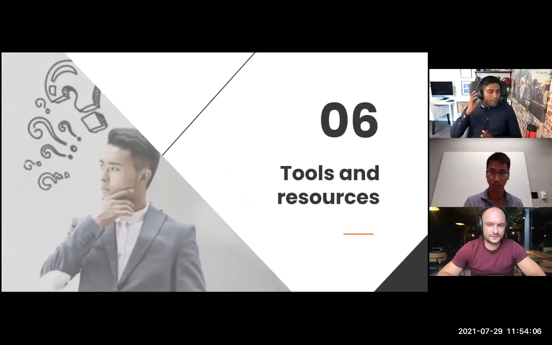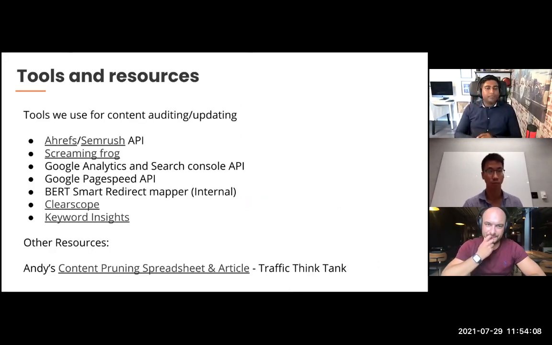And then finally, just some tools and resources for you to look at. So for content auditing and updating, we use Ahrefs or the SEMrush API. We use Screaming Frog, obviously Google Analytics and Search Console. We API into that from Screaming Frog because it's really easy. We API into Google PageSpeed. We've got our internal but smart redirect mapper.